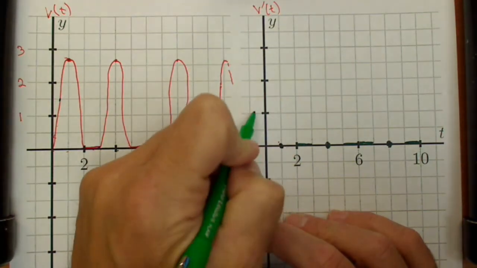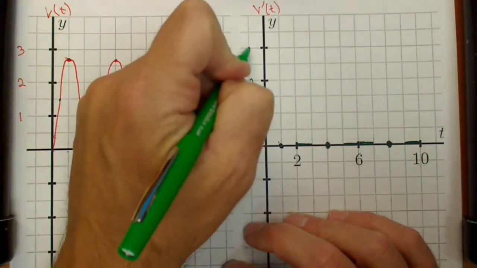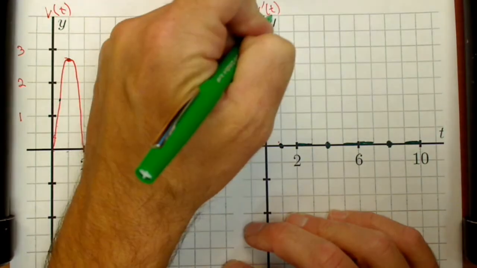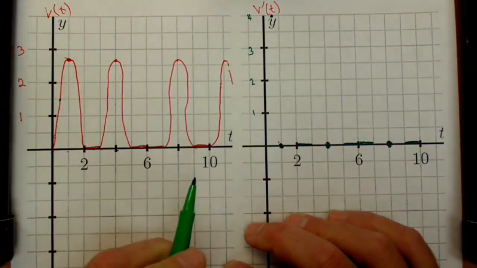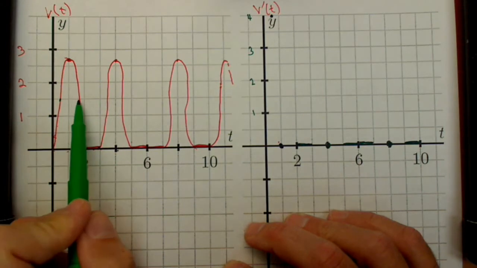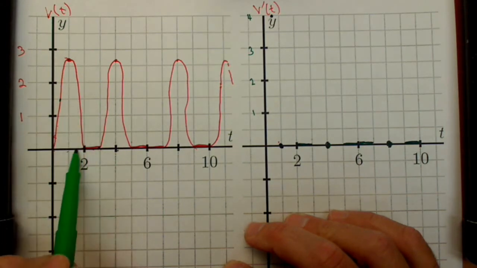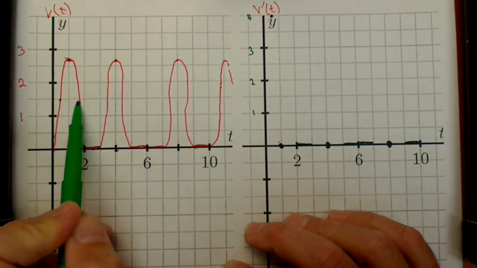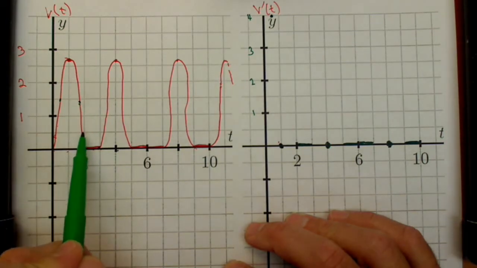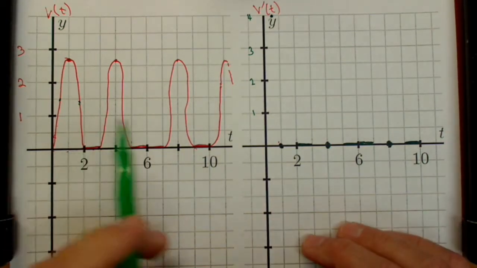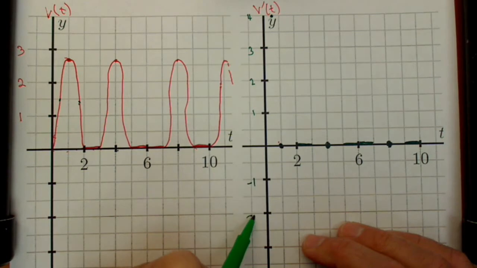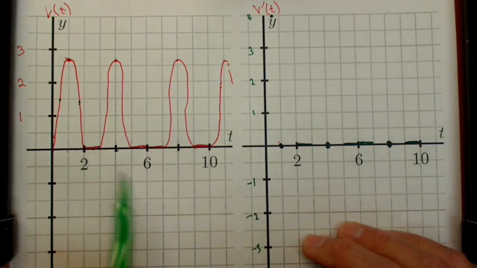So let's use the same scale. 1, 2, 3, and then that would be 4. So it's going to hit a maximum of 4 there. Now similarly, at 1.5, it's at its steepest negative. So again, we're going to use symmetry. And so it's going to, at 1.5, hit down here at -4.